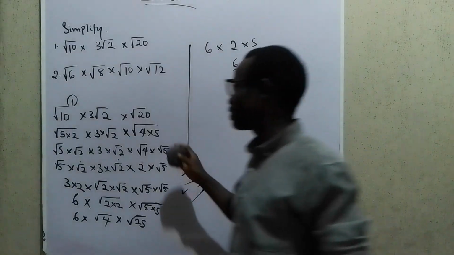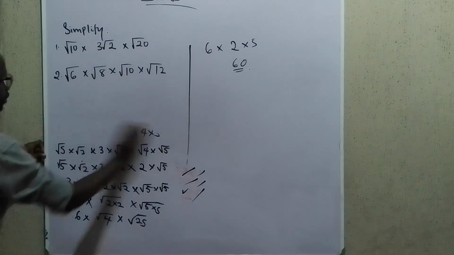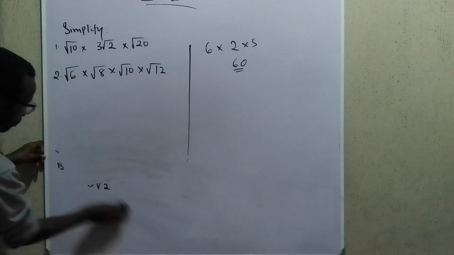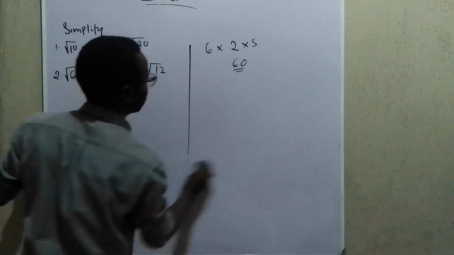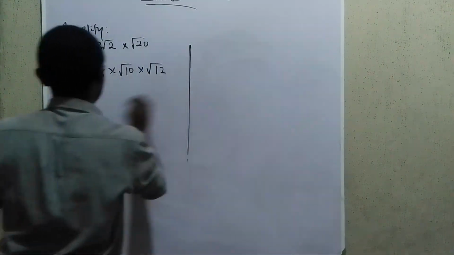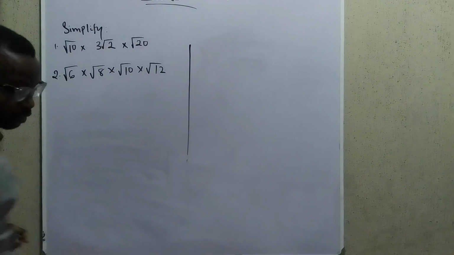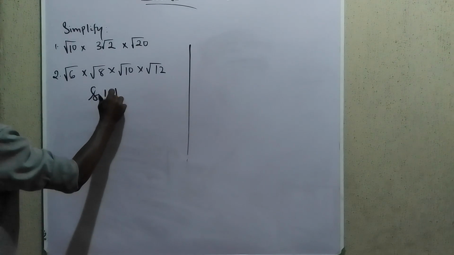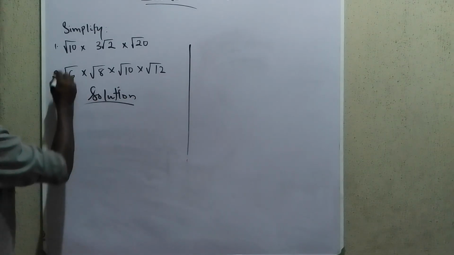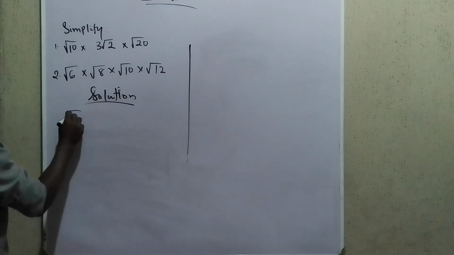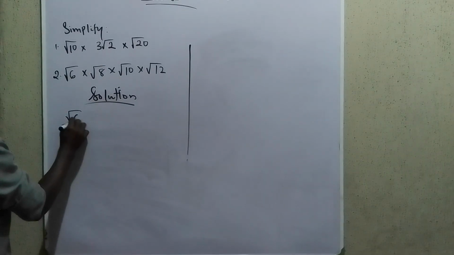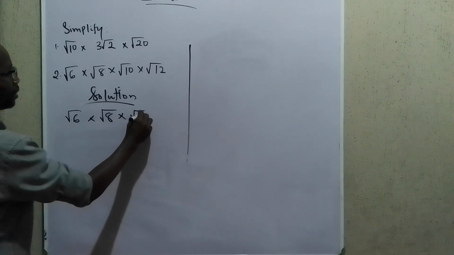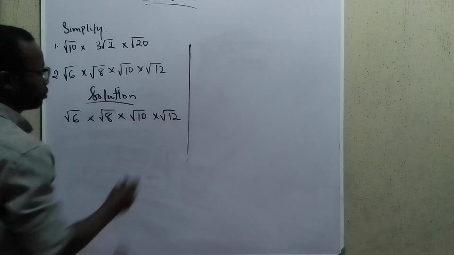Let me take this off first. Now I'm taking this off. So, to the next question. So let's have the next. So we'll be having this solution to it. So we have the square root of 6 times the square root of 8 times the square root of 10 times the square root of 12.